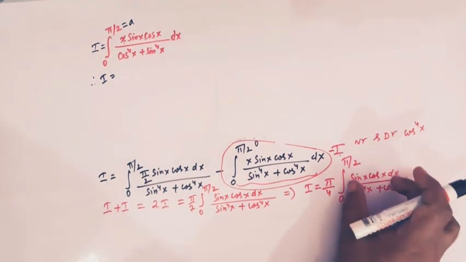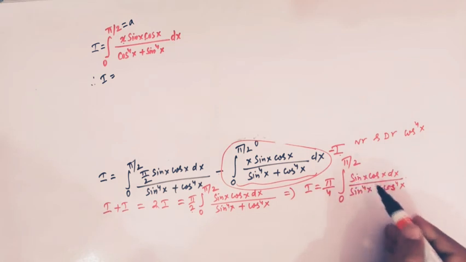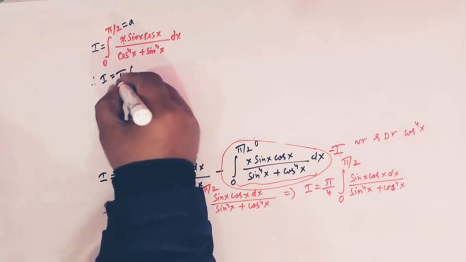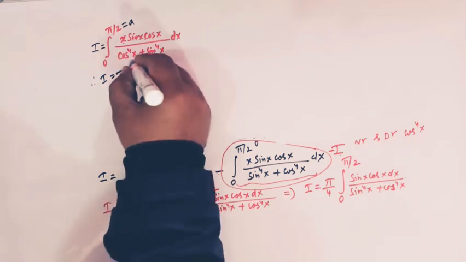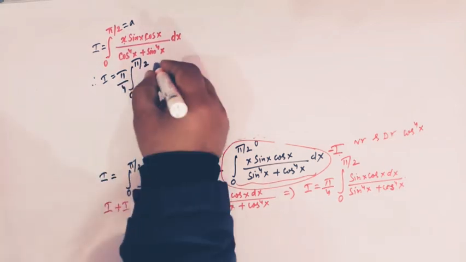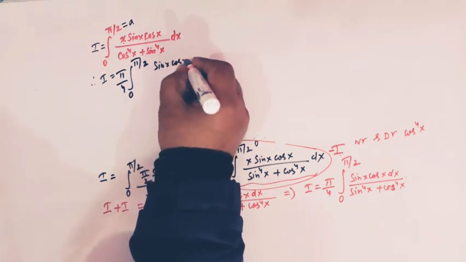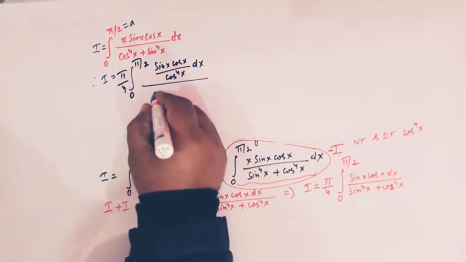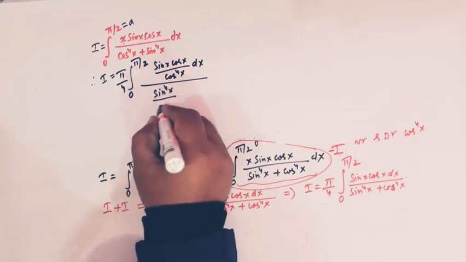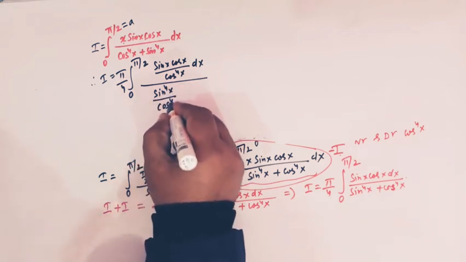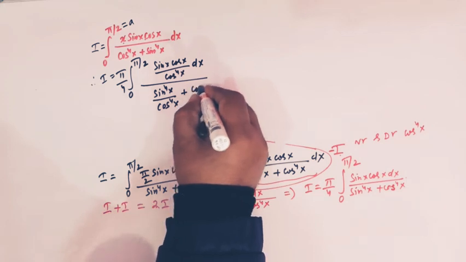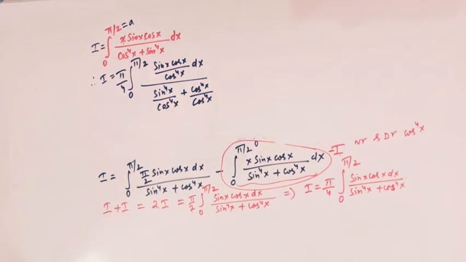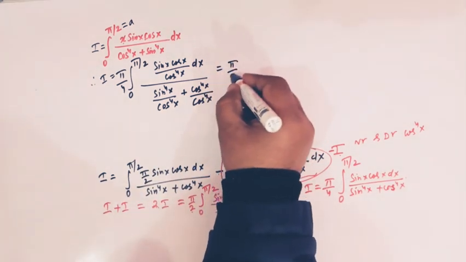So now if we divide this numerator and denominator by cos raised to 4x, we'll get the integral, pi by 4 here, then 0 to pi by 2, and we have sine x cos x divided by cos raised to 4x dx, divided by sine raised to 4x divided by cos raised to 4x plus cos raised to 4x divided by cos raised to 4x, right? Now we can simplify it.